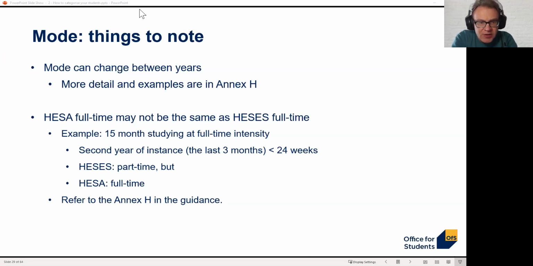I'm going to look for the next question. We have a question here about a student in a final year who has not been able to complete their final assessment on one or more modules, and who continues past their end date into the next year with tuition to complete their qualification. They're asking if this would be recorded in HESES as a year of instance.